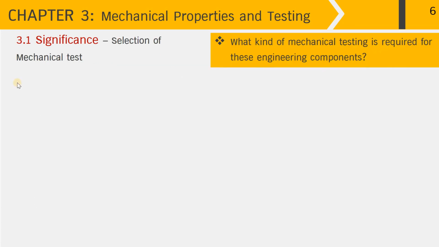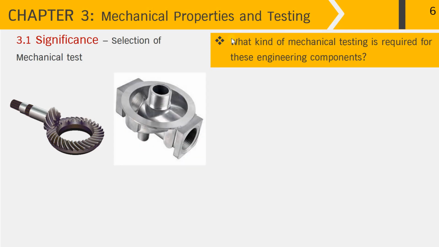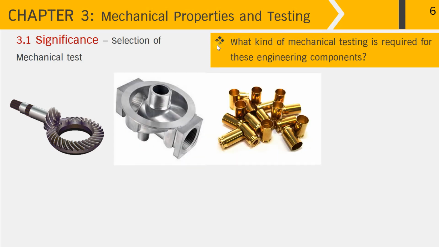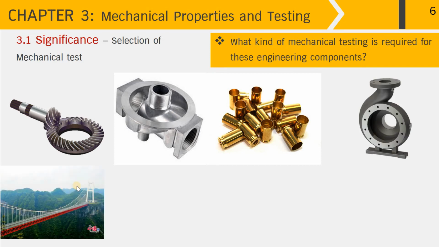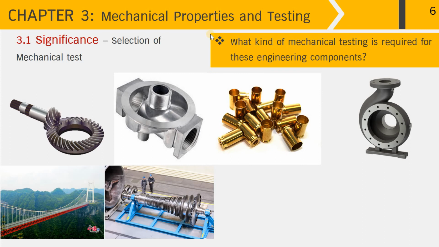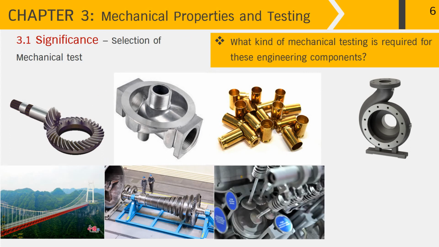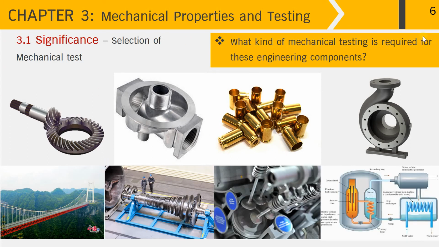Now let's see what kind of mechanical testing is required for these engineering components. Let's have some guesses. This is the mechanical gear teeth. Second one is the connecting valves. Next is the bullet case, turbocharger, air gun, suspension bridge, solar thermal power station, piston valves, and nuclear power plant. Can you think of it? They are all subject to different types of forces, right? You might be answering this question after the end of this chapter.